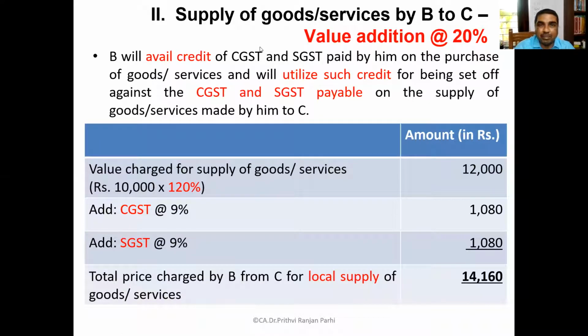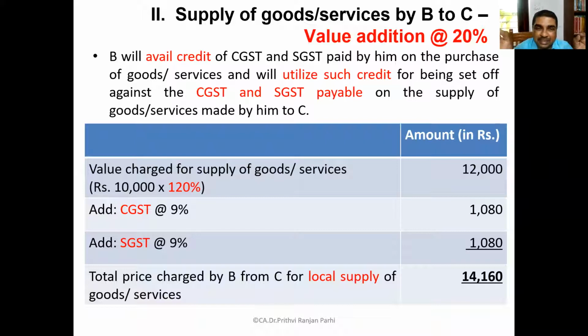The next step is the supply of goods and services by B to C with a value addition of 20%. Now B is selling to C within the state. This is again interesting. Now what will happen? Since B is a dealer, B has already paid GST on its input, so B will be availing credit. He will avail the CGST and SGST paid by him on purchase of goods and services, and he is going to utilize such credit for settling his liability.